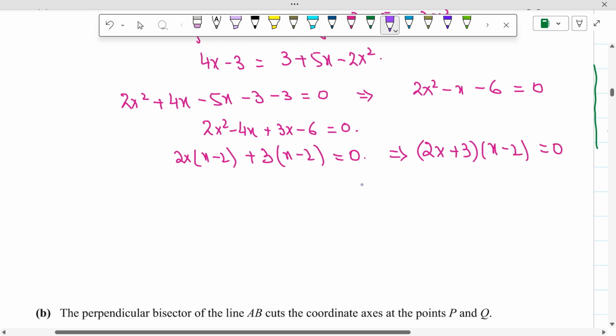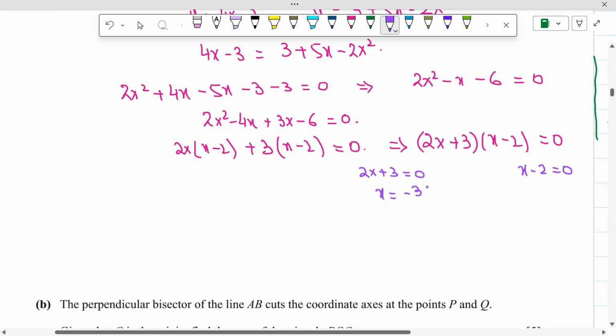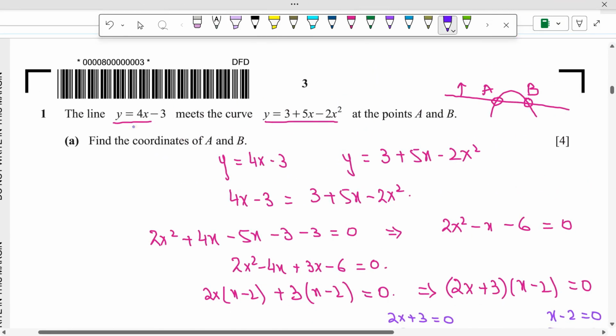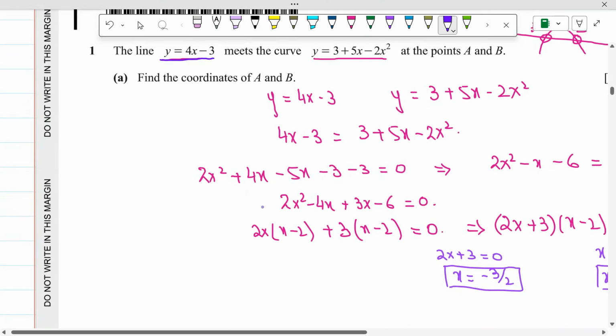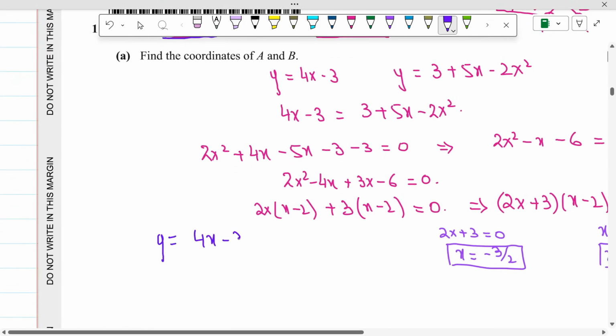Equating each factor with 0, we have 2x plus 3 equal to 0, and on the other side x minus 2 equal to 0. In this case, x is equal to negative 3 over 2, and on the other side, x is equal to 2. So these are the two x coordinates of the points of intersection. Plugging these x coordinates into the equation of the line to find the y coordinate, we have y equals 4x minus 3.